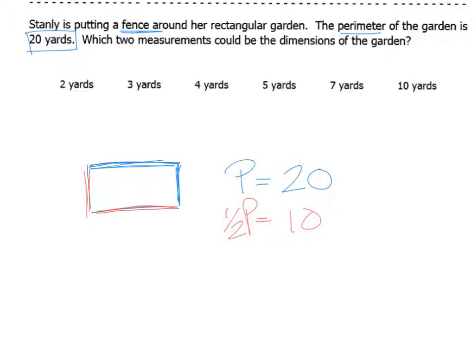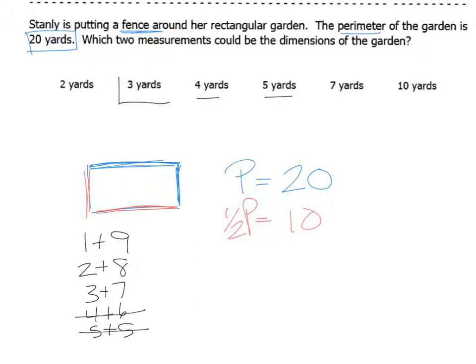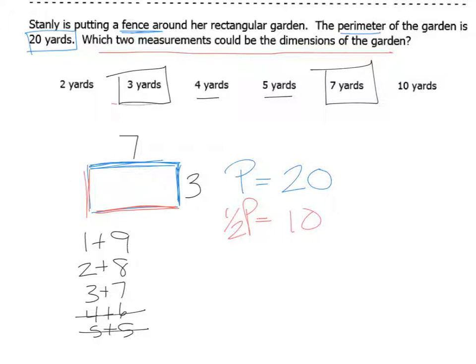Looking at my options, the ways to make 10: 1 plus 9 would give me 10, 2 and 8 would give me 10, 3 and 7, 4 and 6, and 5 and 5. I see the 5, but it's only written once, so I won't be able to use that. I see a 4, but not a 6, so those two are not options. I do see a 3 and a 7. If my length is 7 and my width is 3, that means that these two sides together would be 10, and these two sides together would be 10, making a total perimeter of 20. Now let me go back and make sure I've answered what the question was. Which two measurements could be the dimensions? The dimensions are your length and width. So 3 yards and 7 yards would be the answer to that.